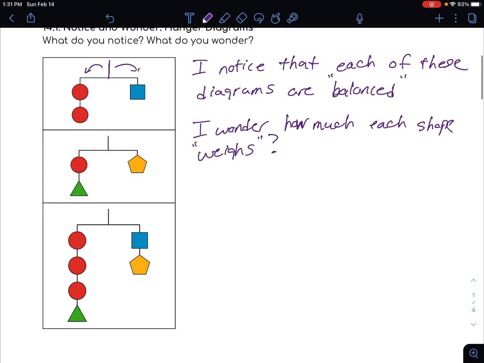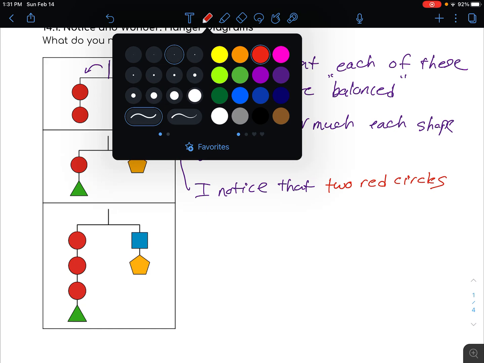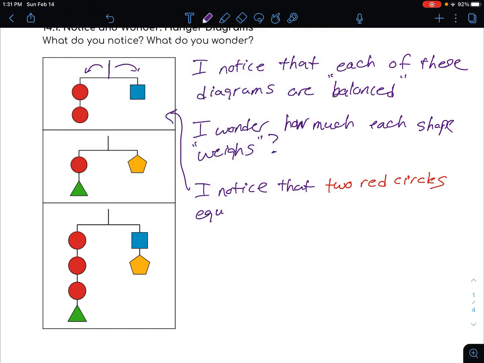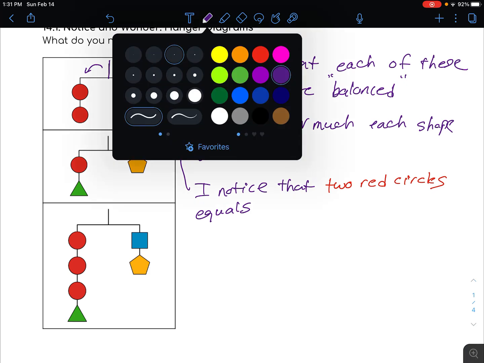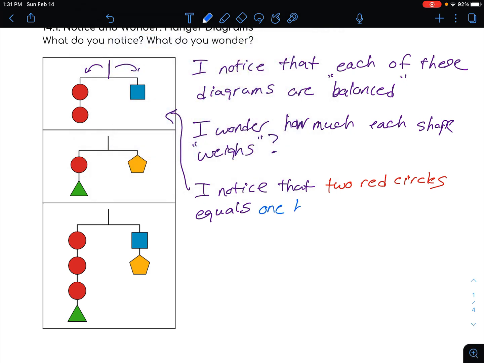All right, let's see. Well, I notice that in the first diagram, so this one up here, two red circles equals one blue square, because they're balanced in that first diagram. So I noticed that the two red circles must equal one blue square.